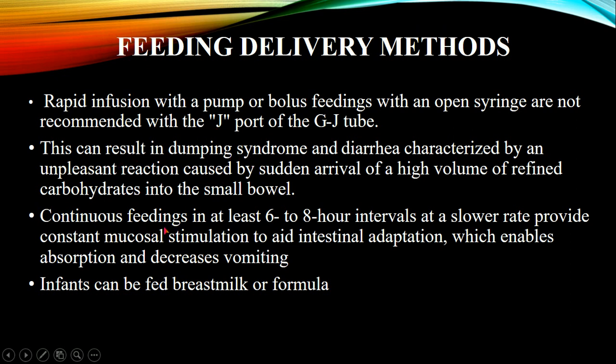Dumping syndrome, if you remember, is one of the complications of peptic ulcer, especially after a partial gastrectomy. Because the size of the stomach is small, whenever the child feeds, the feeds directly go into the small intestine. So here, when it is a gastrojejunostomy tube and you feed very rapidly through the GJ tube, it leads to dumping syndrome.